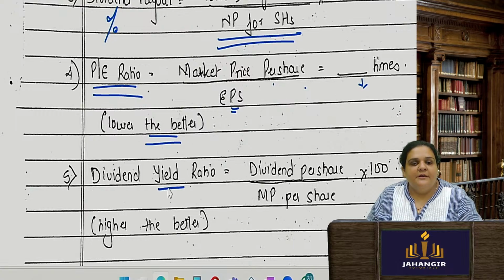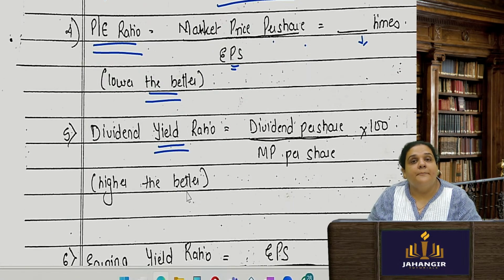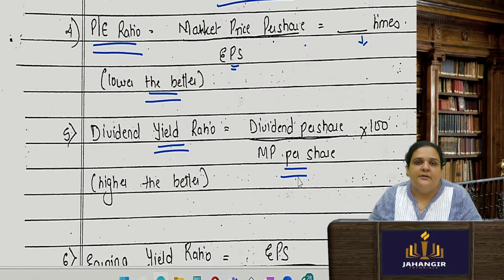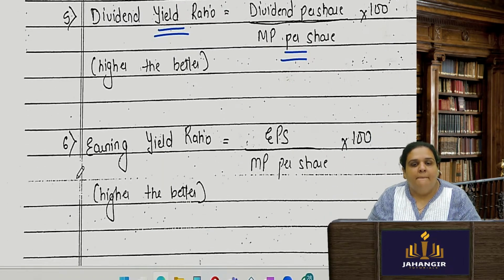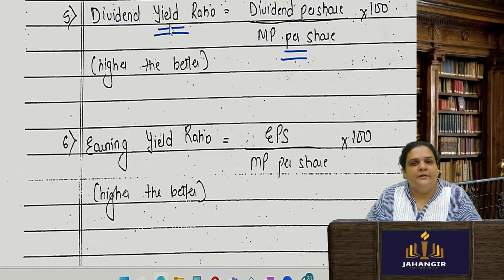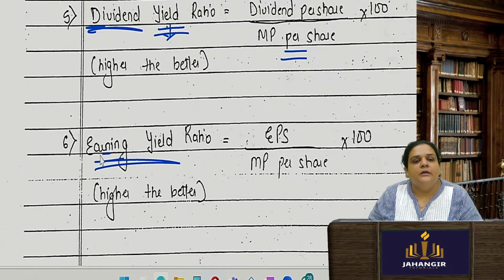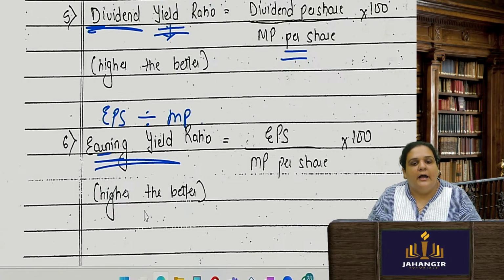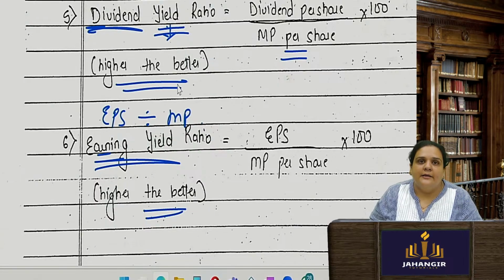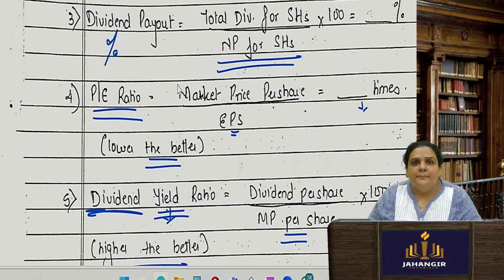And then dividend yield ratio is dividend per share upon market price per share. Higher the dividend yield ratio, that will be better. Yield ratio means what? You will take dividend in the numerator, and yield means market price. Earning yield ratio: earning in the numerator, earning per share, divided by market price per share, into percentage. Higher the better. Yield, higher the better. Price earning ratio, lower the better.